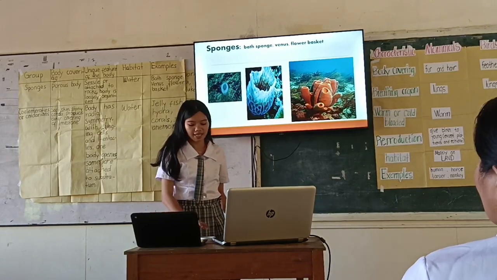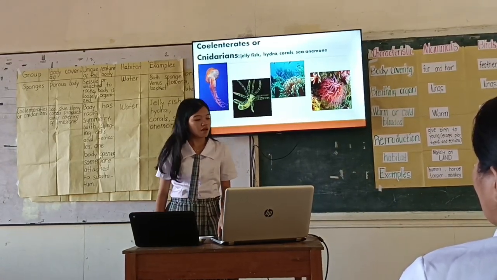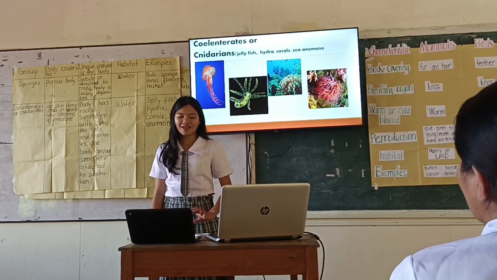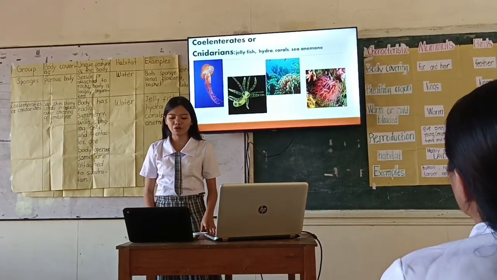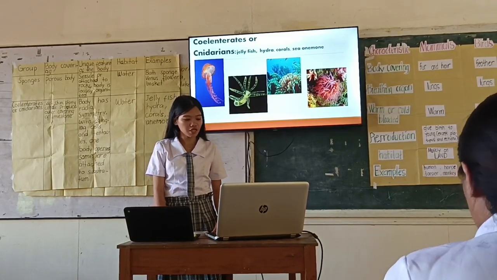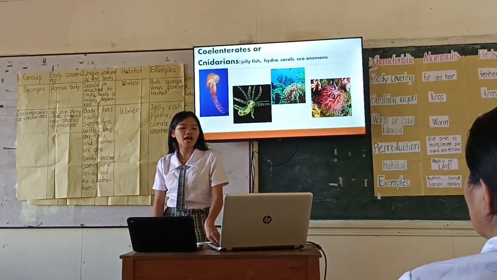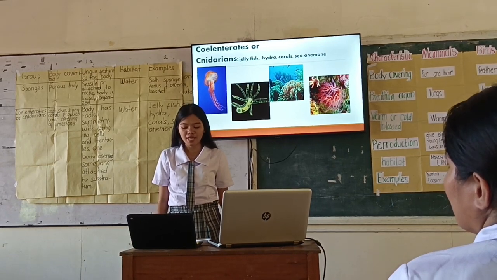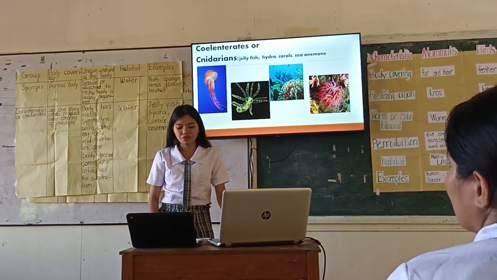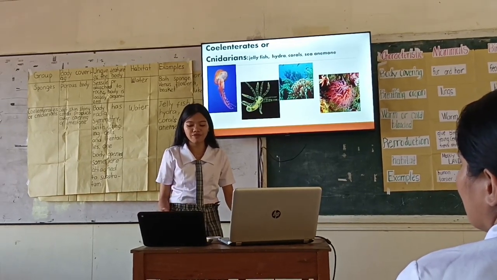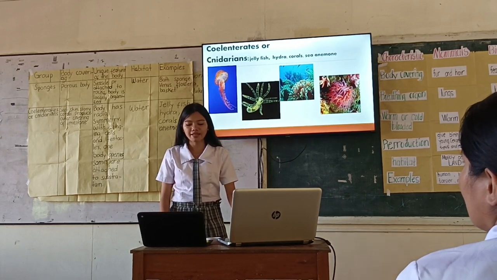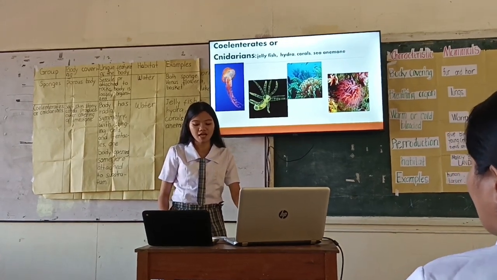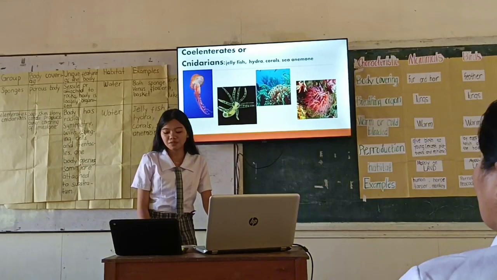For example, the Venus flower basket. And then the second one is cnidarians. Cnidarians are a group of invertebrates that includes jellyfish, hydra, corals, and sea anemones. They have specialized stinging cells called cnidocytes that they use for capturing prey or defending themselves. Cnidarians exhibit radial symmetry, and they have sac-like body structures with tentacles surrounding a central mouth.